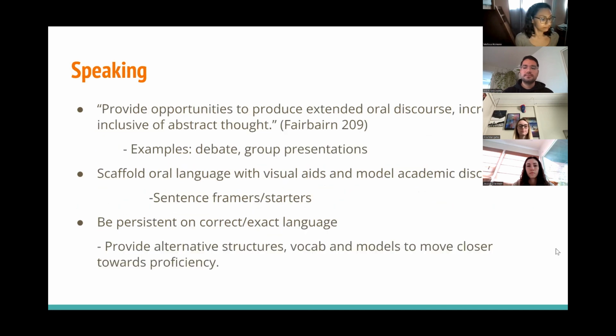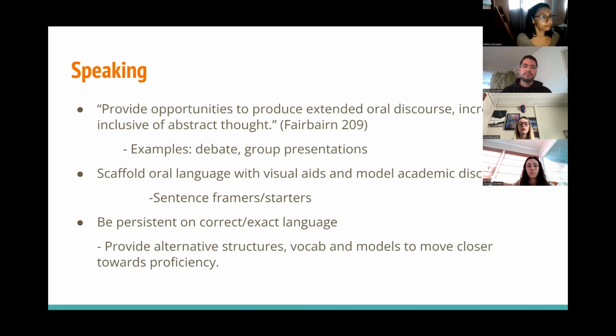Next slide, please. For speaking, we want to provide opportunities to produce extended oral discourse, increasingly inclusive of abstract thought. Discourse can be the students engaging in a debate in a history classroom. This could be, or like everyday law, criminal justice, for or against the death penalty, for instance. Having the students think and pick a side, and also having them partake in group presentations. It's also very important that ELs have a chance to have a practice run with their peers so they have the opportunity to think about what they're going to say, practice the speaking, and address any mispronunciation of a word or potential misuse of a word.